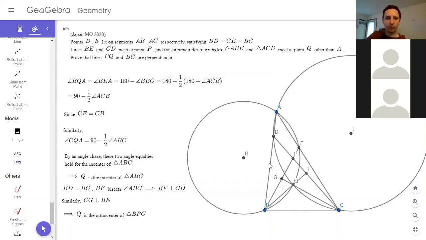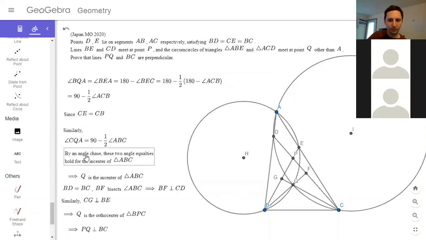All right, so I will move on to the next one. So yeah, this line follows from the uniqueness, as you mentioned, the uniqueness of the incenter. All right.